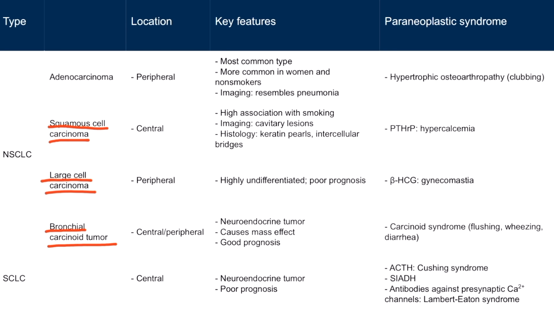The second type of lung carcinoma, small cell lung cancer, or SCLC, is more aggressive and is characterized by rapid growth and early metastasis with a poor prognosis. It's a neuroendocrine tumor that has a central location and is associated with many paraneoplastic syndromes. For example, it can secrete adrenocorticotropic hormone, or ACTH, which can cause Cushing syndrome. It can also produce antidiuretic hormone, causing syndrome of inappropriate ADH secretion, or SIADH. Patients with small cell lung cancer can develop antibodies against presynaptic calcium channels, resulting in Lambert-Eaton syndrome.